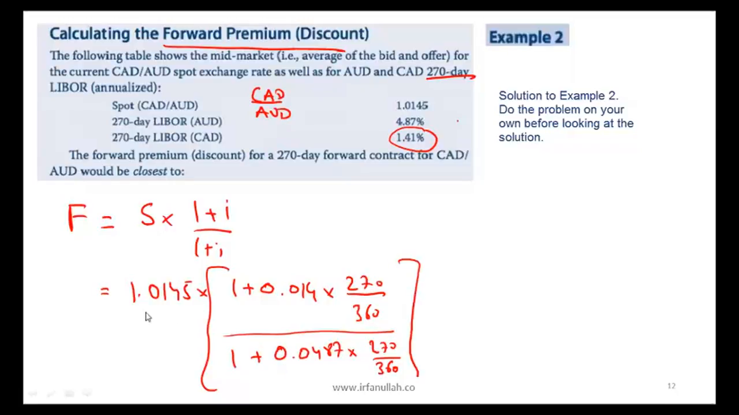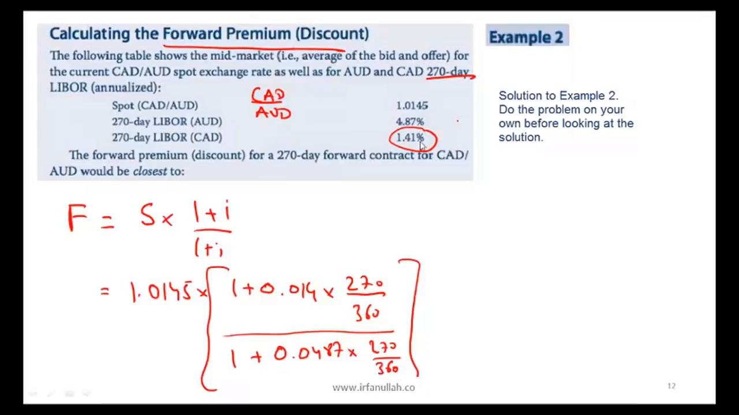The forward rate is equal to the spot rate multiplied by 1 plus interest rate. Is this the interest rate in the base currency or the price currency? Price currency. What's the price currency? Given our convention, the price currency is the Canadian dollar.